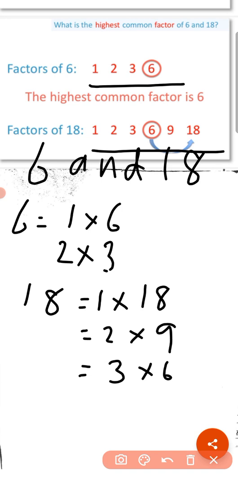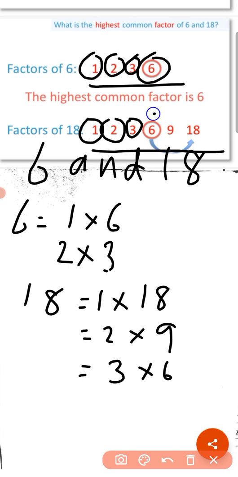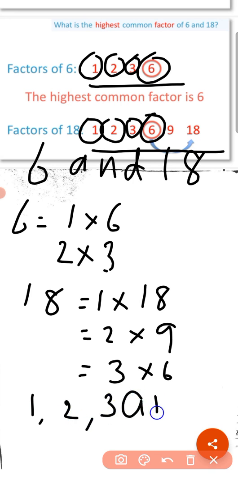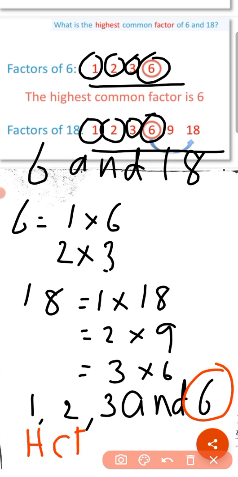Then what is the next step, children? Find the common factors. 1, 2, 3, 6. These are the common factors. Clear? Now find the highest common factor, that is 6. So HCF is 6.